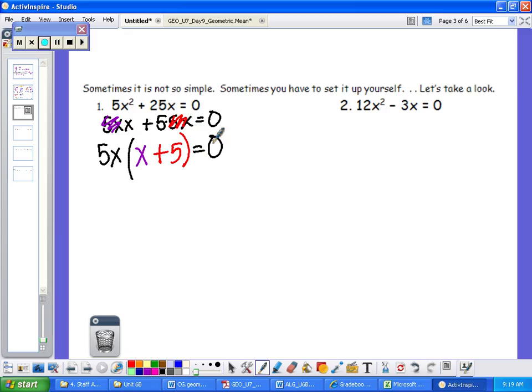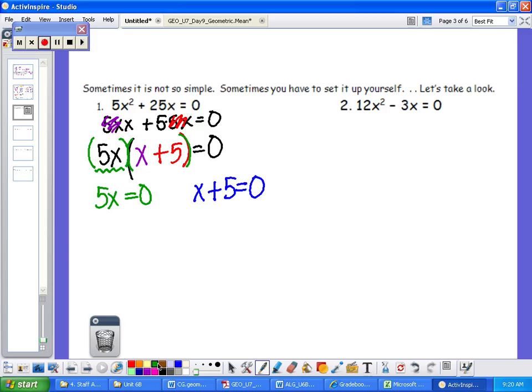So what are my two factors here? If you can believe it or not, this right here is your first factor. Just because it's not in parentheses doesn't mean it's not a factor. It's just important that you're multiplying one thing by another thing. So you could put it in parentheses if you wanted. So my first factor is 5x, and I set that equal to 0. And my second factor is x plus 5, and I set that equal to 0.